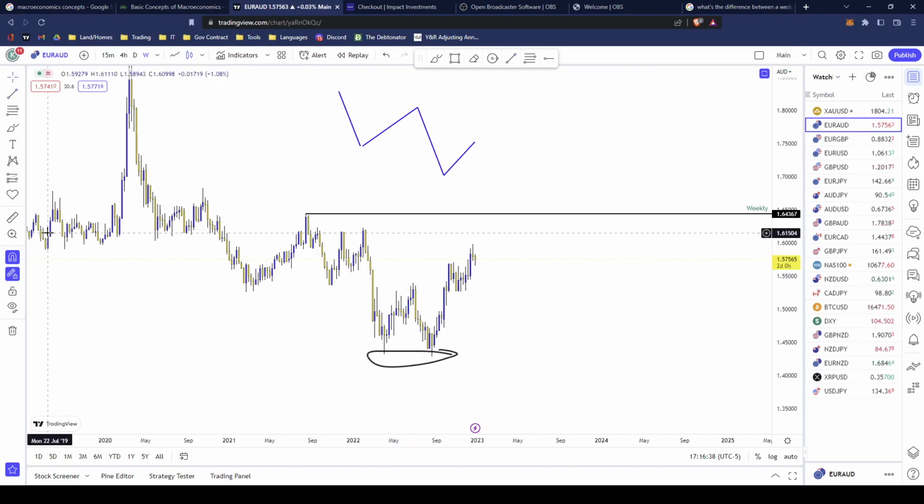All I care about is lower lows, lower highs. It doesn't matter what it looks like. This is a lower low to me. It does not matter in this case for me when we're determining structure.